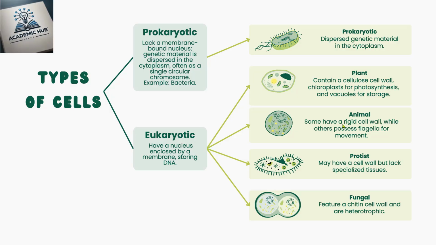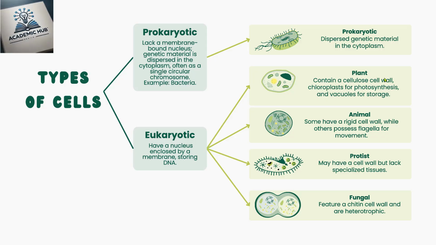There are two main types of cells, prokaryotic and eukaryotic. Prokaryotic means these types of cells lack a membrane-bound nucleus. Genetic material is dispersed in the cytoplasm, often as a single circular chromosome. Examples are bacteria. Bacteria belong to the category of prokaryotic cells.